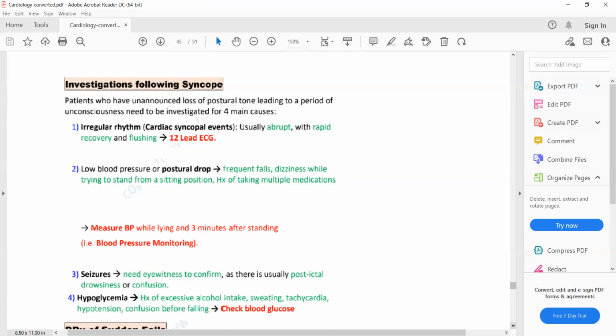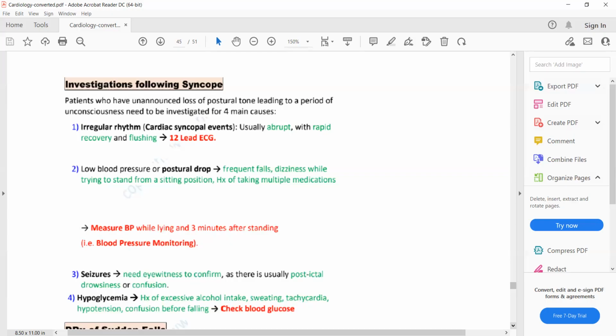Another differential diagnosis is postural hypotension. In a scenario of postural hypotension, I will mention that the person becomes unconscious after standing up, and there will be a history of polypharmacy as well. How are we going to diagnose postural hypotension? We'll measure the BP while lying down and 3 minutes after standing up. There will be a difference of 20 mmHg of systolic blood pressure and 10 mmHg of diastolic blood pressure in case of postural hypotension.